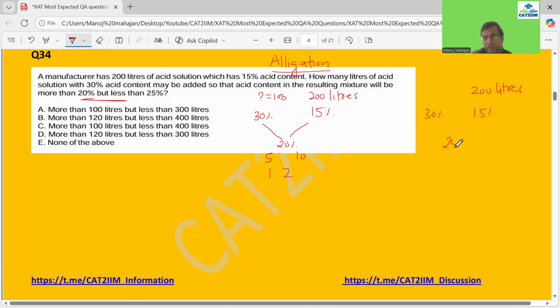Let's finish off this problem first. So what we want is now 25%. So the difference is 5, and this becomes 10. So this time it is 2 is to 1. So 1 corresponds to 200, so 2 would be nothing but 400. So we want in this range, it should be more than 100 liters, but less than 400 liters. Such questions you can answer with ease if you know the alligation concept.